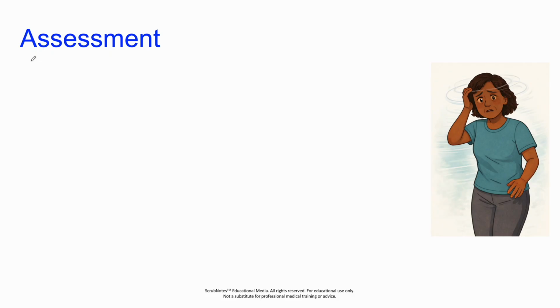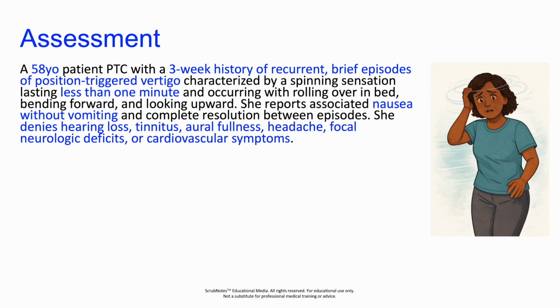Okay, so based on everything we've done so far, let's present an assessment. If you're interested, I have a template for assessment writing in another video. But for now, let's focus on this patient. So we have a 58-year-old patient who presents to clinic with a 3-week history of recurrent, brief episodes of positional triggered vertigo, characterized by spinning sensation, lasting less than 1 minute, and occurring with rolling over in bed, bending forward, and looking upward. She reports associated nausea without vomiting and complete resolution between episodes. She denies hearing loss, tinnitus, ear fullness, headache, focal neurological deficits, or cardiovascular symptoms.